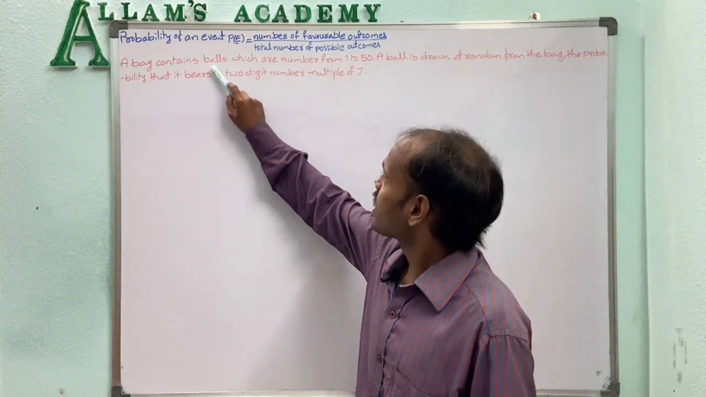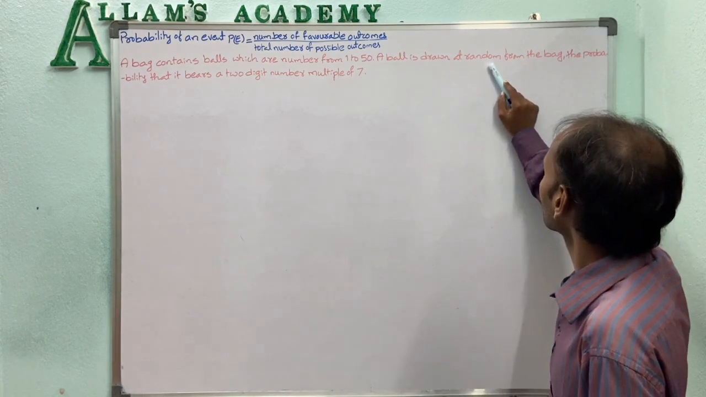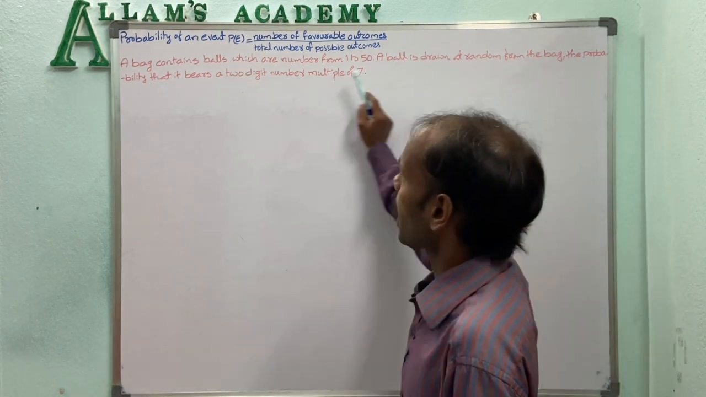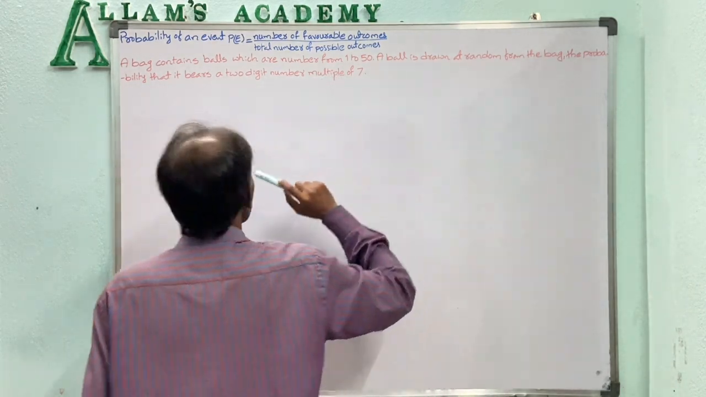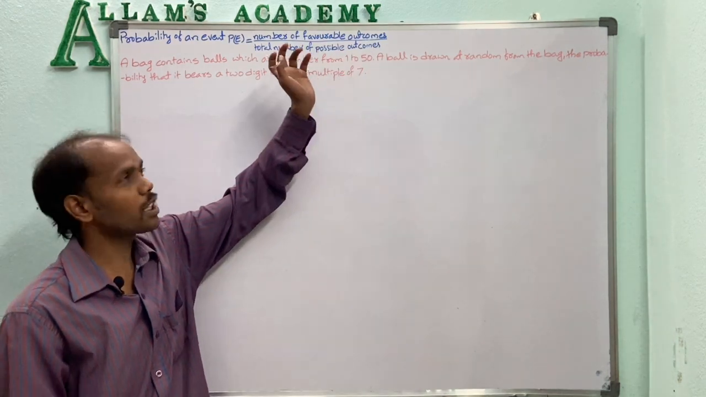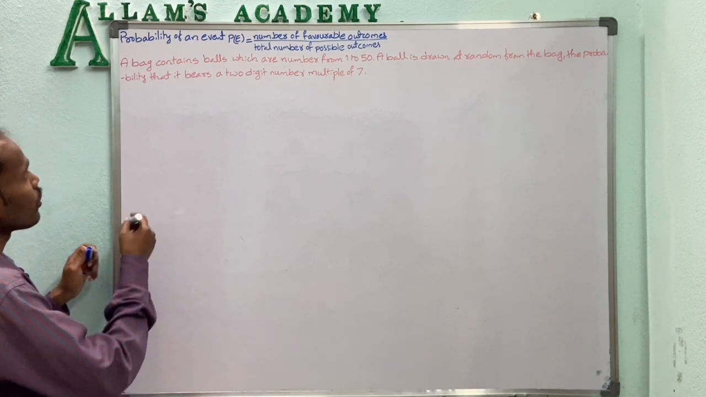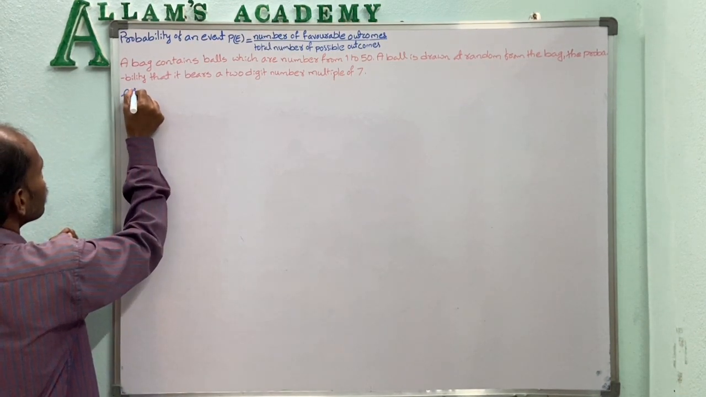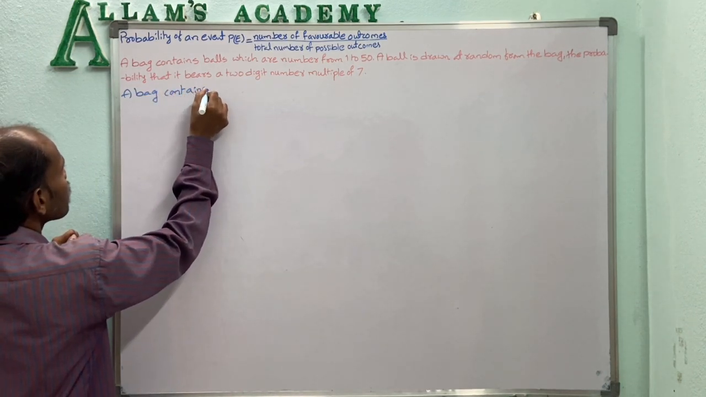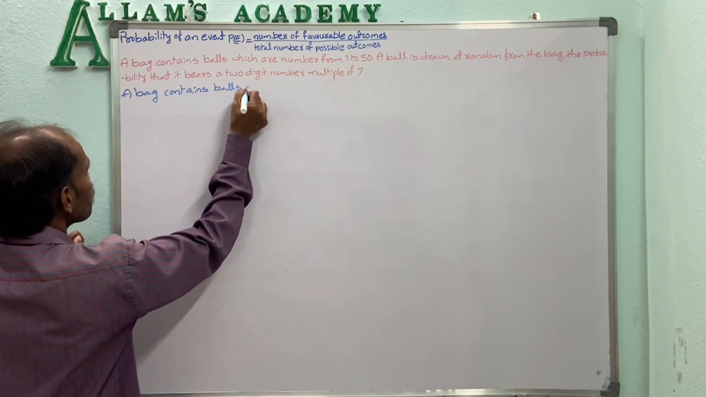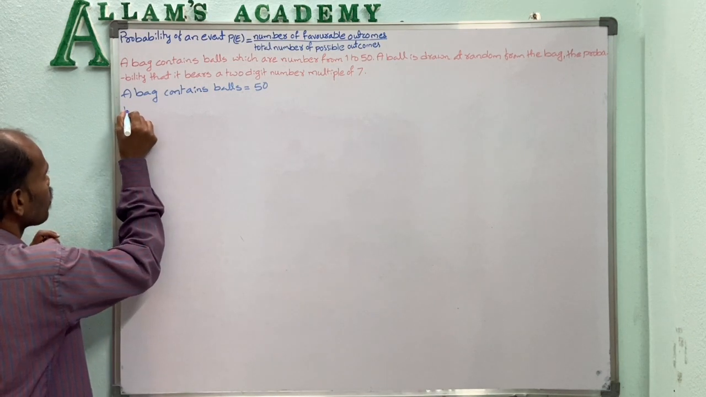A bag contains balls which are numbered from 1 to 50. A ball is drawn at random from the bag. Find the probability that it bears a 2-digit number that is a multiple of 7. So from 1 to 50, multiples of 7 with 2 digits, the probability is asked. So here the bag contains 50 balls. That 50 is nothing but the total number of possible outcomes.